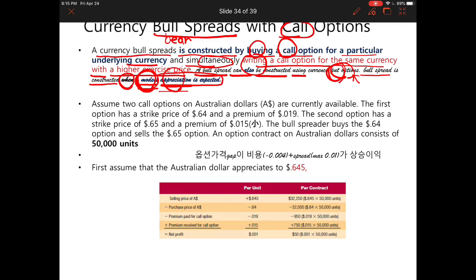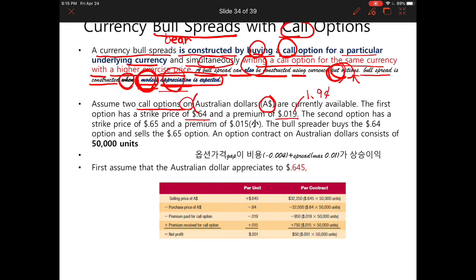So two options, right? We have two call options on the underlying currency, Australian dollars. The first option has a strike price of 0.64, and the premium for that is 0.019. Let me read this, 1.9 cents, right?